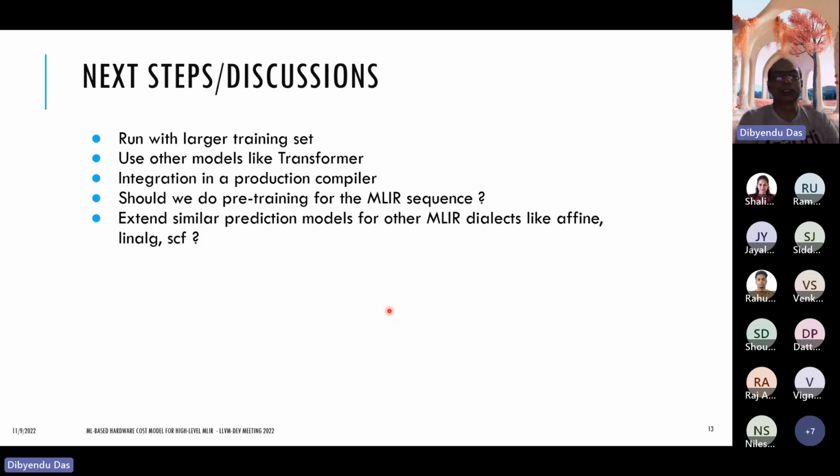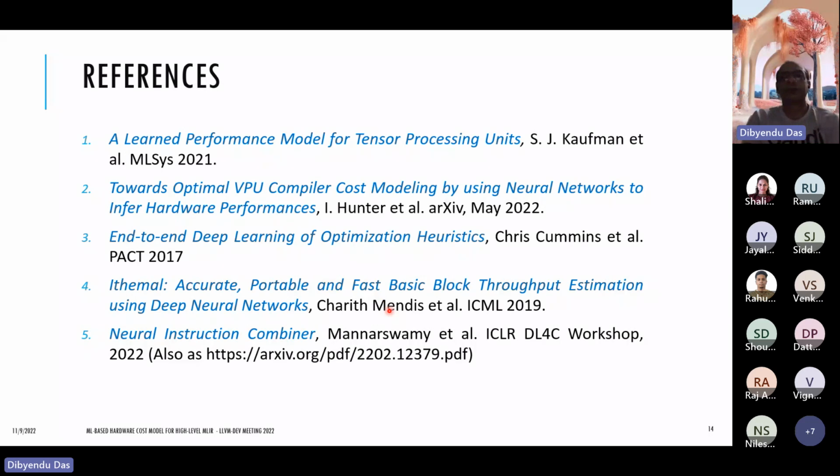Okay, so that's where it is. If you have any more questions, I'll take a couple of last questions and then we can wind up. These are the set of references.